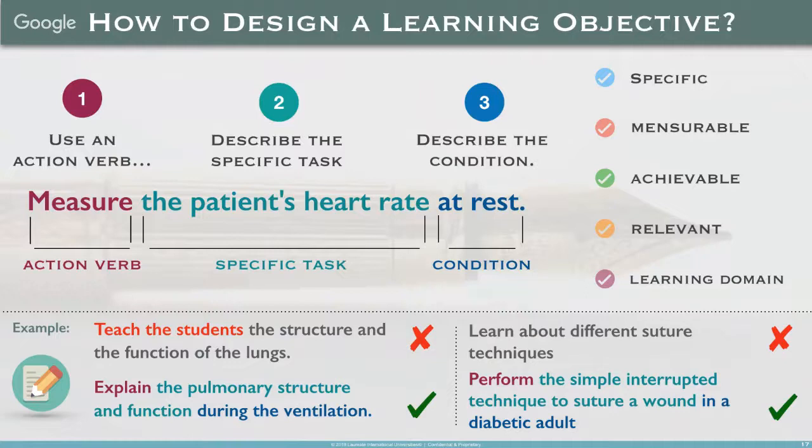So we have to start with an action verb, then we describe the specific task. In this example, we have the verb measure, which is a very observable action, right? The task here is to measure the patient's heart rate. Then we describe the condition, at rest. So it's absolutely clear what we expect the students to be able to do in this learning experience, which is to measure the patient's heart rate at rest.